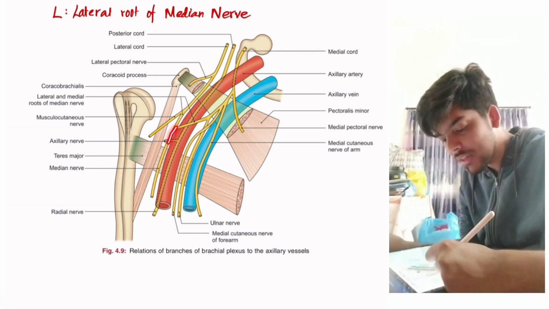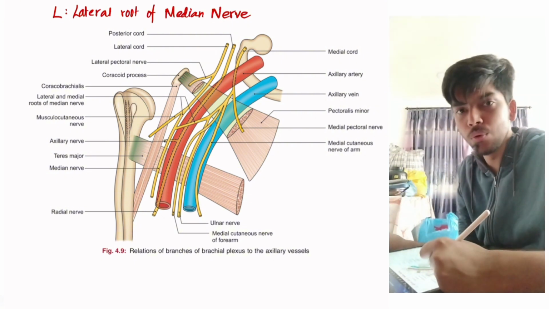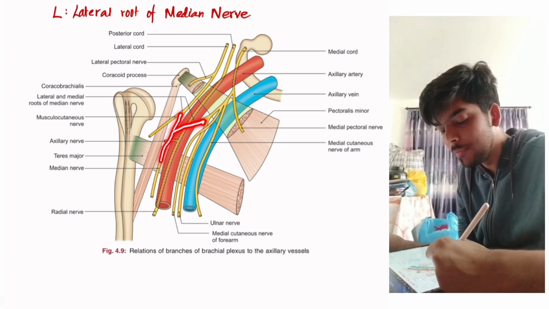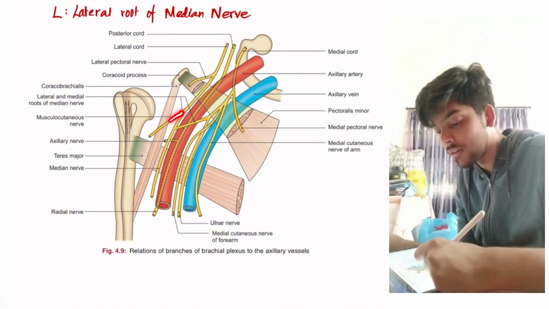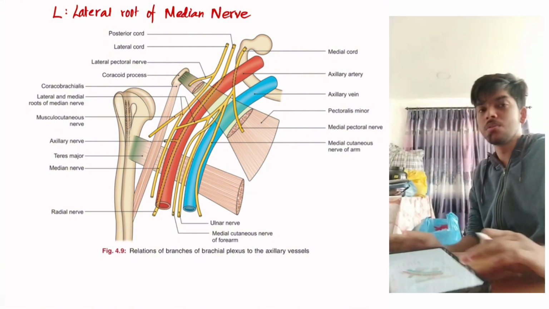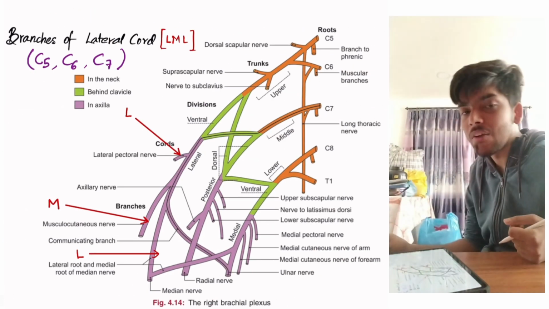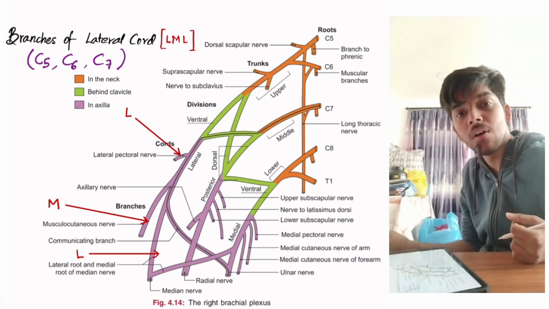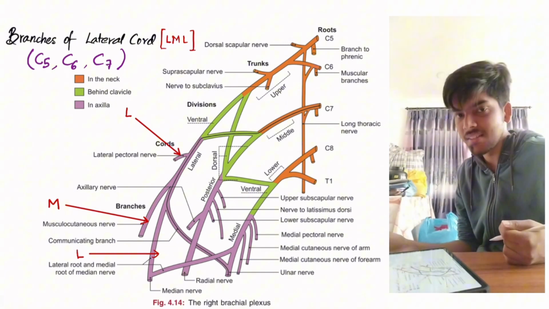The nerve that you see right here is the median nerve, and it is formed when two of its roots meet. That is, the lateral root of median nerve meets with the medial root of median nerve to finally form the median nerve. The lateral root of median nerve arises from the lateral chord of brachial plexus. So you have the branches of the lateral chord, and they are lateral pectoral nerve, musculocutaneous nerve, and lateral root of median nerve. All 3 of these branches have contributions from spinal nerves C5, C6, and C7.